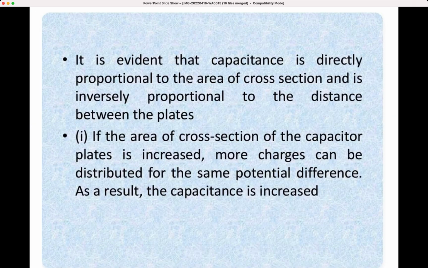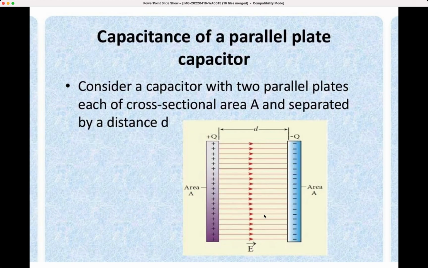Now you should remember one point: capacitance is directly proportional to the area of cross section and inversely proportional to the distance between the plates. Suppose you increase the area of cross section of the capacitor plates, what will happen? More charge can be distributed for the same potential. There won't be a change in the potential difference, but more charge can be distributed, and therefore the capacitance will increase.